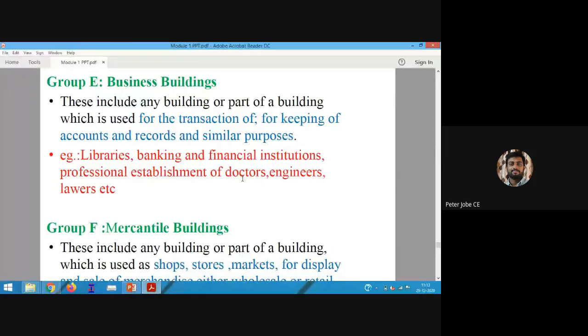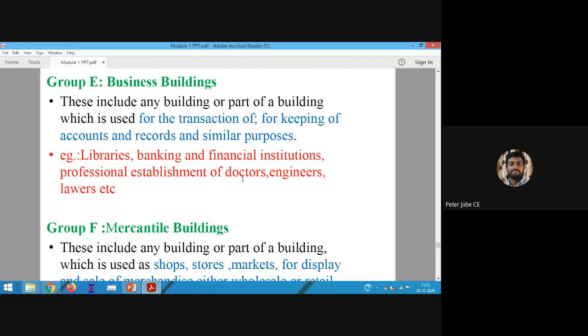So next is the business buildings, which will come under group E. These include any building or part of a building which is used for transaction, for keeping of the accounts and records and similar purposes. So business buildings will include library, banking and financial institutions, professional establishments of doctors, engineers, lawyers, etc. So wherever there is business happening, or we need to keep some records or accounts or transactions, all those things will come under business buildings, and it will be categorized as Group E buildings.